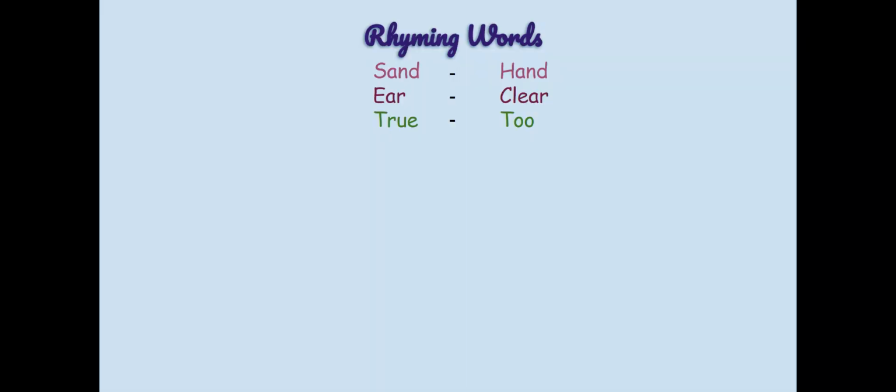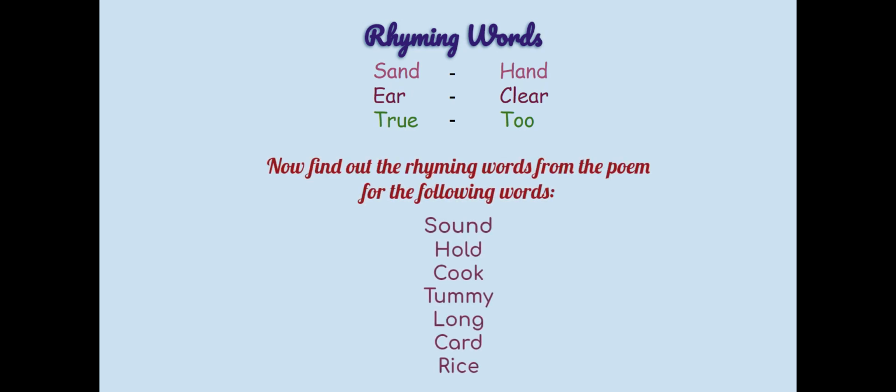Children, while reading the poem, we came across some rhyming words. In the first paragraph, sand rhymes with hand. In the second paragraph, ear rhymes with clear. In the third paragraph, true rhymes with two. In the same way, there are some more words that can have rhyming words.